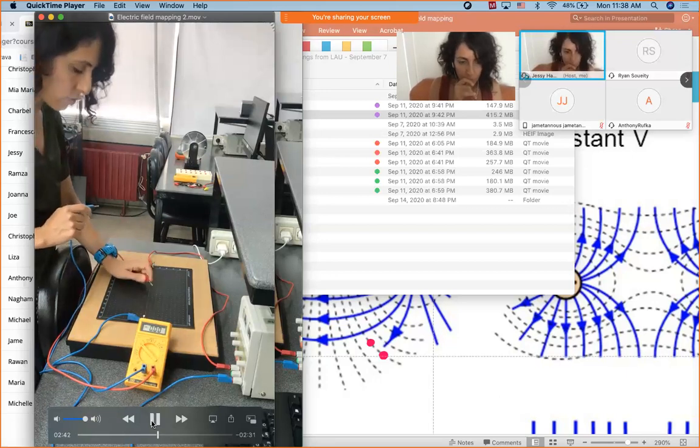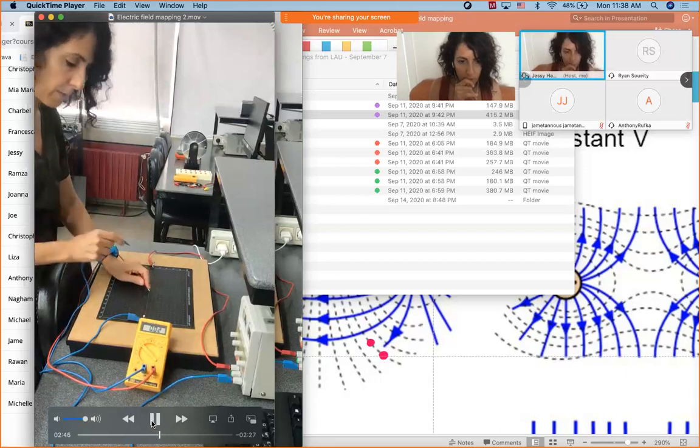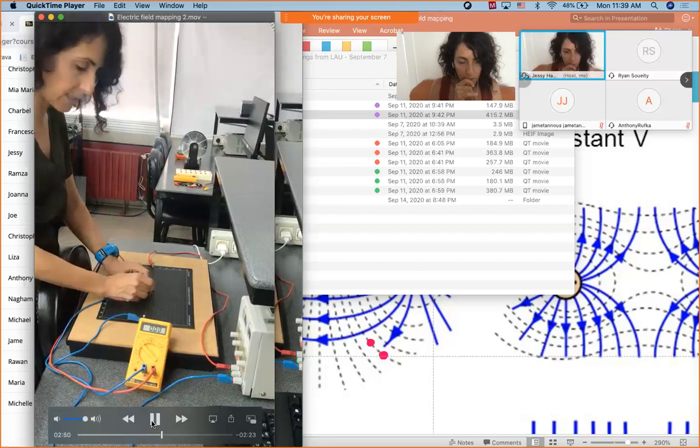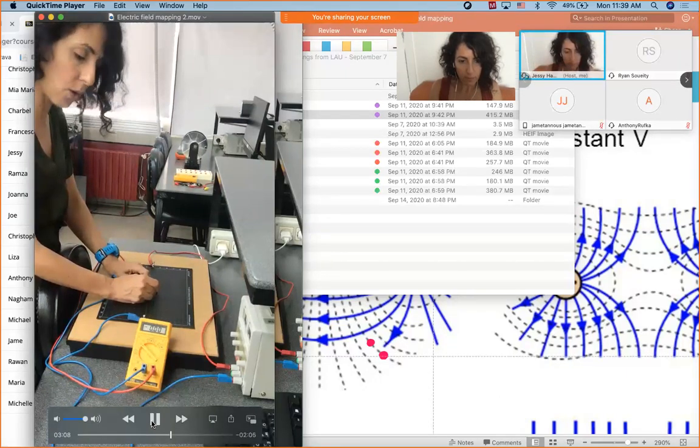With my red terminal being my reference exactly in the middle of the paper, I'm gonna try this point. Does it give me 0? No, I will move it a little bit to the left to get 0. I found my 0. I write down the coordinates of this point. I'm gonna move now the blue terminal 1 centimeter up. Is it a 0? No. I will move it a little bit to the left. Bingo, I got 0. I will mark my coordinates.